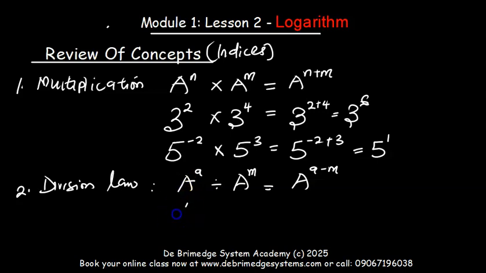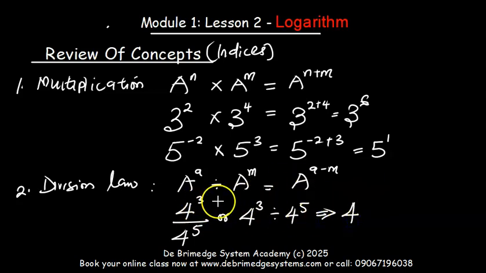So if I have 4 raised to the power 3 divided by 4 raised to the power 5, the law says pick one of the base and subtract the powers. It's going to become 4 to the power of 3 minus 5. Remember, 5 is bigger than 3.